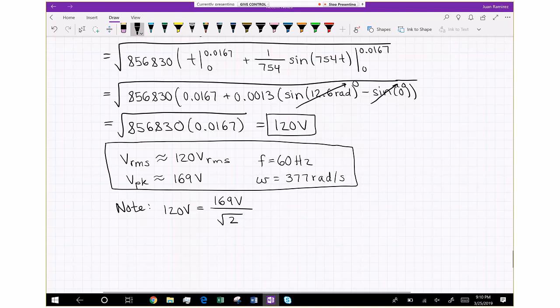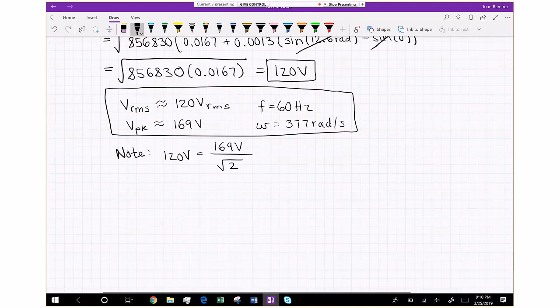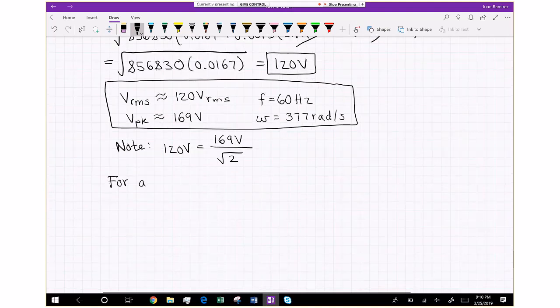And so if you were to maybe redo this exercise but use variables instead of real numbers, what you find out is that for a pure sinusoid, the RMS value is equal to the peak value divided by square root of 2.